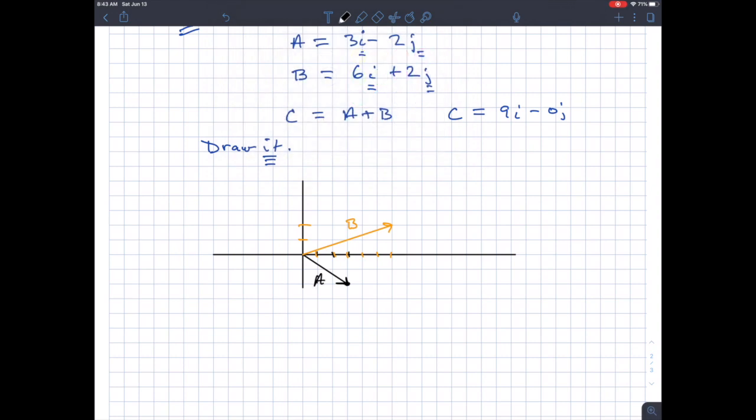Okay, and so what you know, hopefully, is that vectors add tip to tail. All right, so I can pick up this vector B and put it from the tip of A, I'm sorry, the tail of A, I put the tip of B. Okay, and you see it adds up to C. If you count these units, it lands back at 0 at 9i.